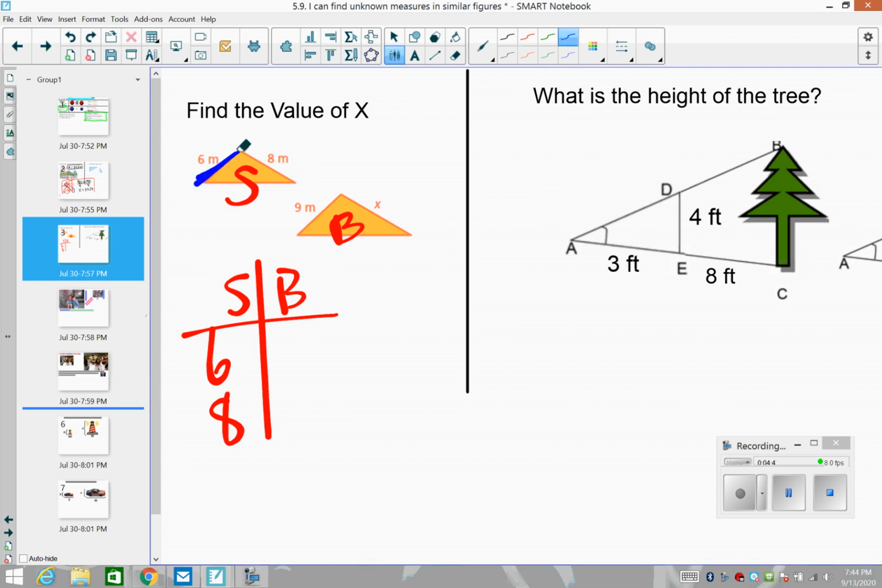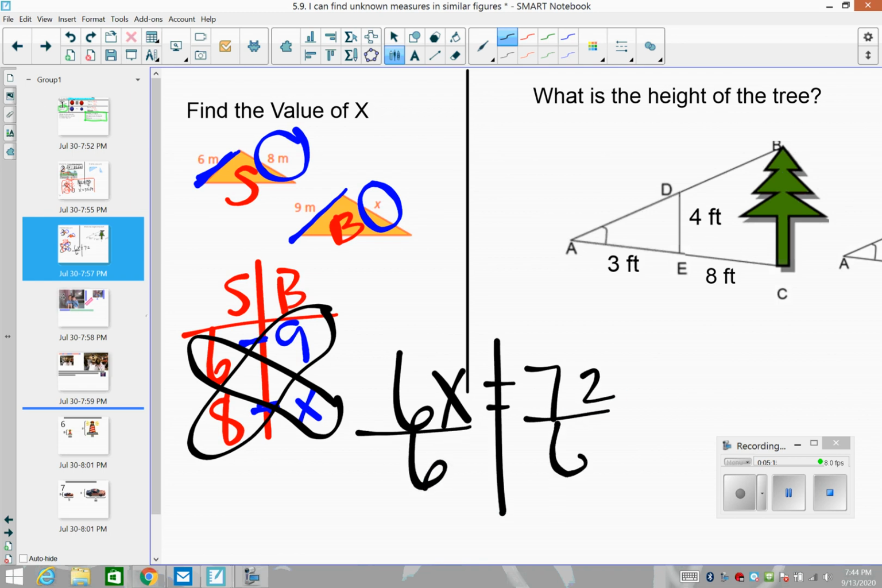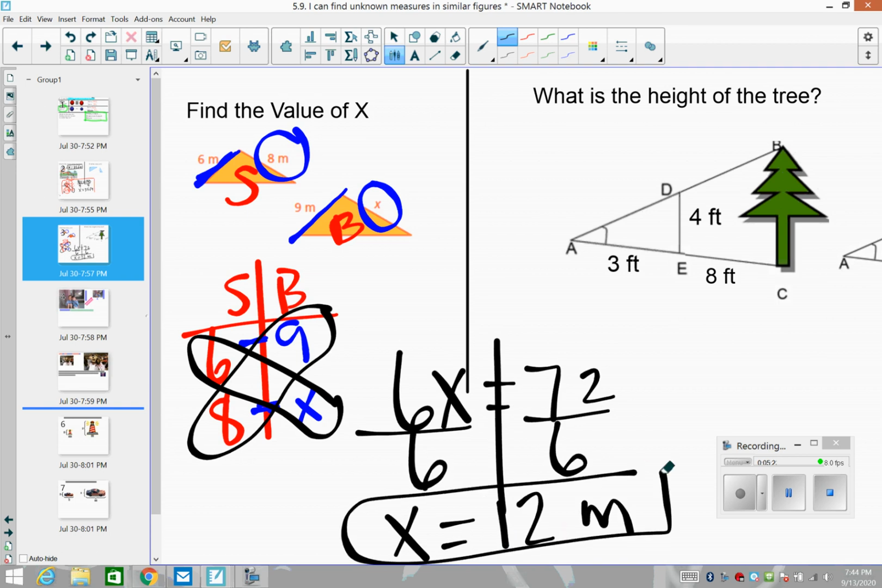So my 6 goes with the 9. So 6 and 9 correspond with each other. 8 then corresponds with x. So 6 and 9 correspond. 8 and x correspond. Taking cross products, multiply where the x is, so we get 6x equals, multiply, 9 times 8 is 72, divide by 6, copy, paste. So we find out that the x value is equal to 12. The units is meters, 12 meters.